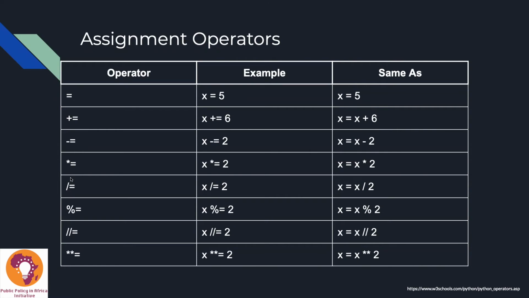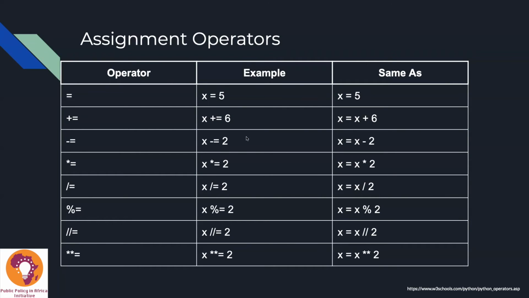So we could do x times equals 2 is equal to x equals x times 2. Let's go through and assume that x is equal to 5 in all cases. When we use the plus equals operator, if x is already 5, x plus equals 6, now the value stored in x is going to be 11. Because if you think about it, x equals 5 plus 6, since the value currently stored in x is 5. So you end up with 11, and that's what's stored back in x.